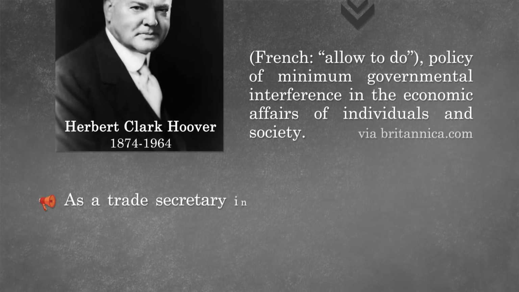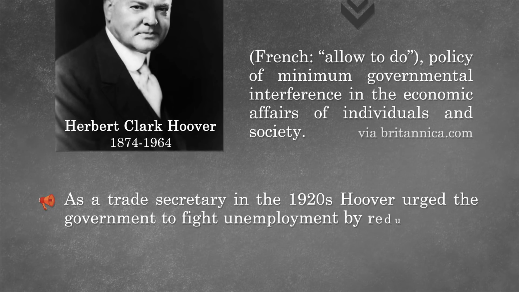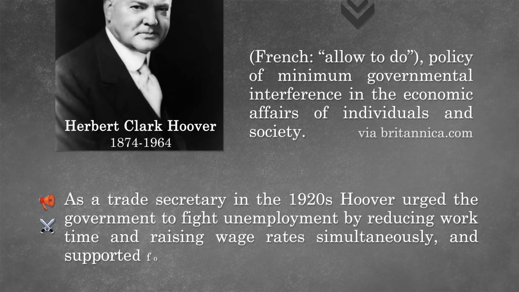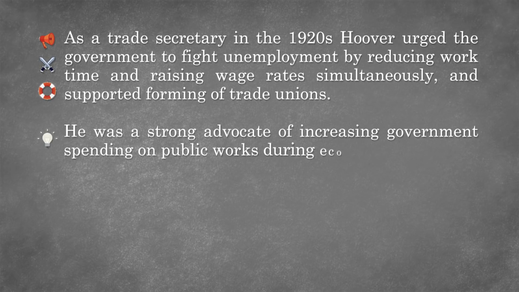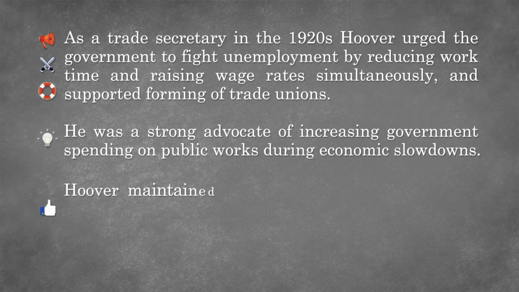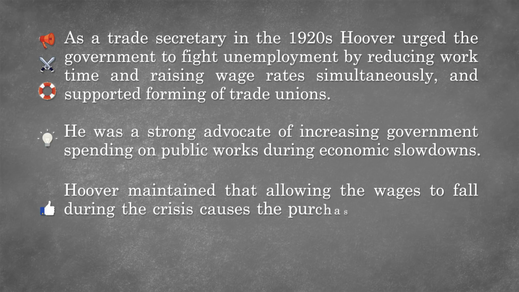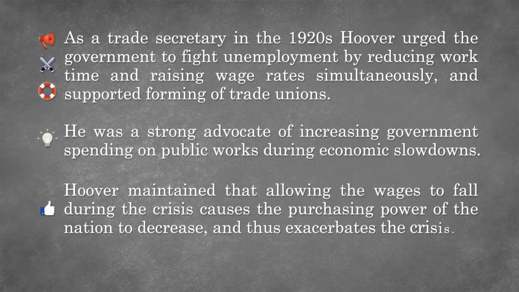As a trade secretary in the 1920s, Hoover urged the government to fight unemployment by reducing work time and raising wage rates simultaneously, and supported forming of trade unions. He was a strong advocate of increasing government spending on public works during economic slowdowns. Hoover maintained that allowing the wages to fall during the crisis caused the purchasing power of the nation to decrease, and thus exacerbated the crisis.